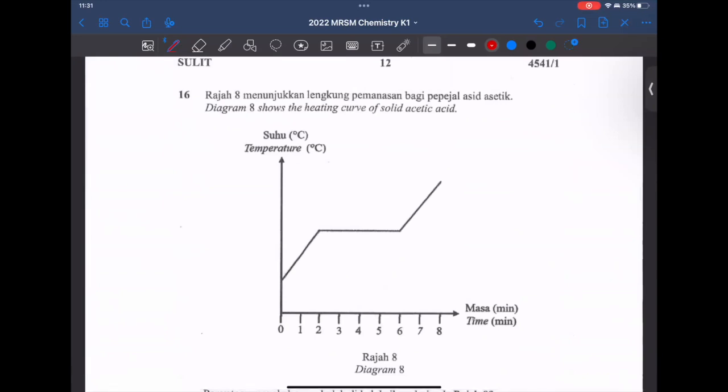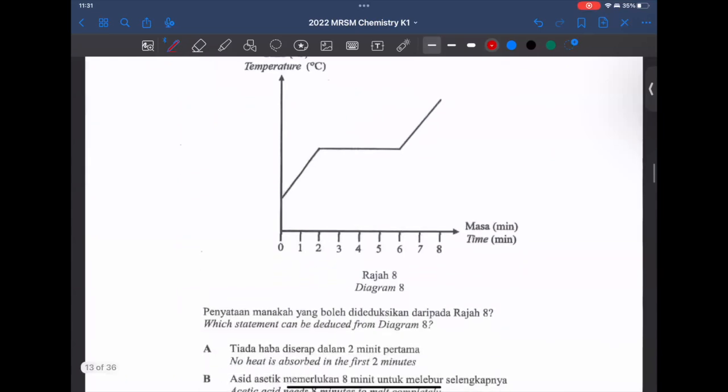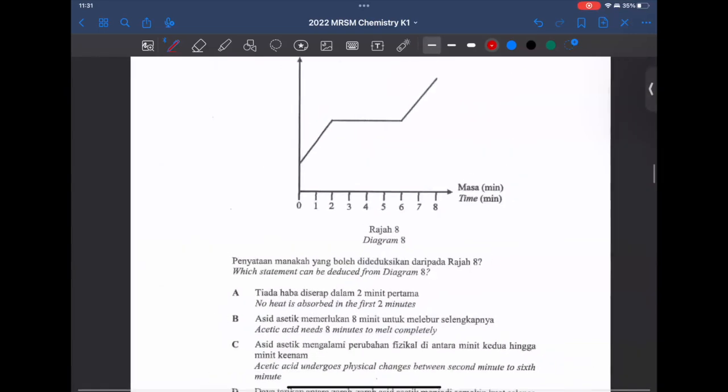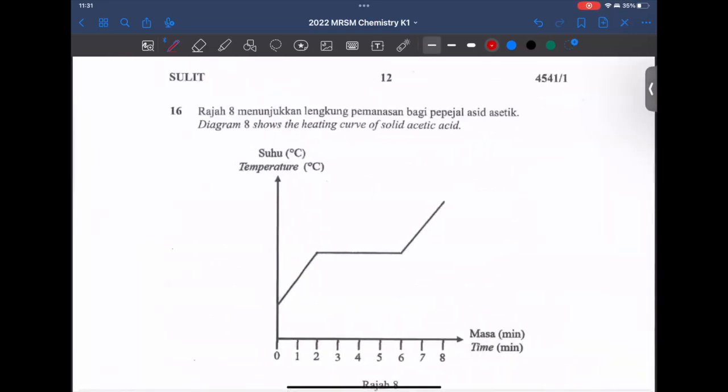16, Diagram 8 shows the heating curve of solid acetic acid. So it is actually going up slightly in terms of its temperature. So which statement can be deduced from Diagram 8? So the best answer to describe this curve here, because this is a heating curve, right? And over a short period of time, the temperature did not increase. The reason the temperature did not increase is because the heat is being absorbed by the particles to overcome the force of attraction between them.